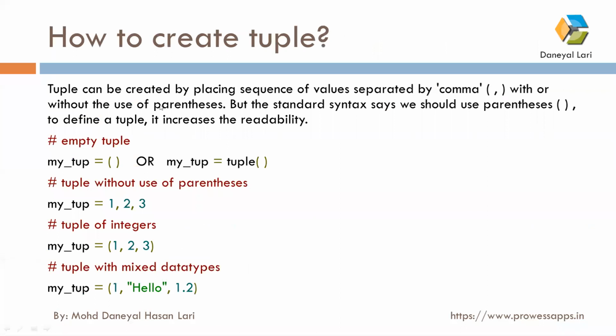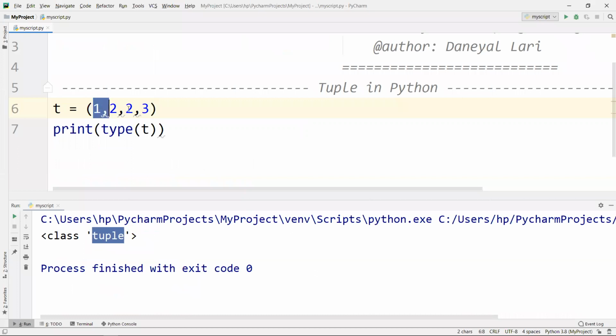Read once more: a tuple can be created by placing a sequence of values separated by commas, with or without parentheses. But the standard syntax says we should use parentheses to define a tuple. It increases readability. Look here at my tuple. If you want to create an empty tuple, you can use the parentheses only, or you can use the tuple function. If I write this, it will create an empty tuple, or if I write this syntax, it will also create an empty tuple in my application. I hope the syntax for creating an empty tuple is clear.